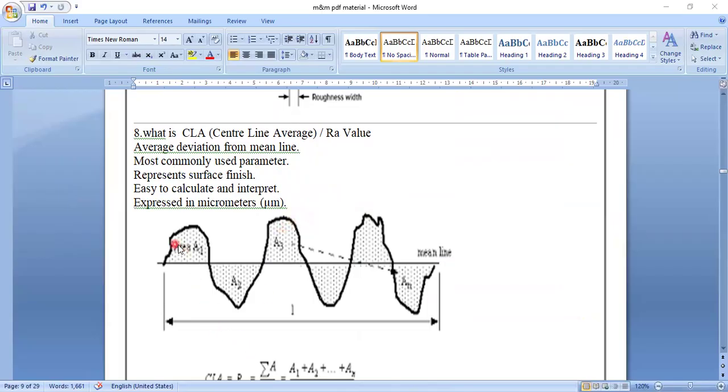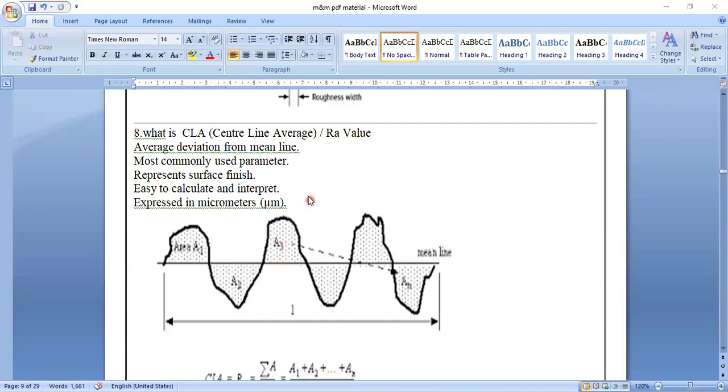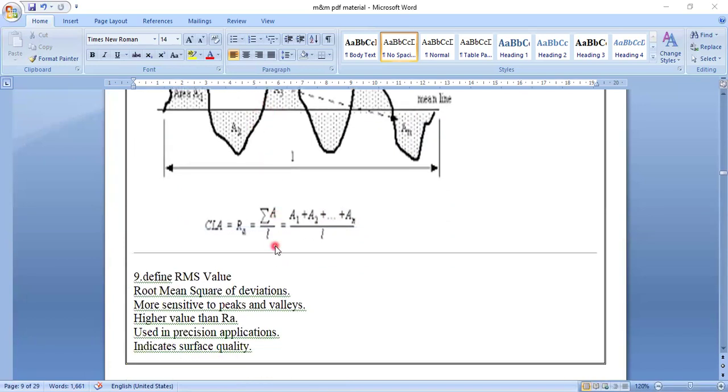There is an up, a down, an up, a down, an up, a down. The total length is L, and there is a main line. The areas A1, A2, A3, A4, A5, A6 are all averaged and divided by the length L. This is called Ra, which means taking an average of all the areas. It is the average deviation from the mean line, mostly used for parameters representing surface finish, easy to calculate and interpret, and expressed in micrometers.